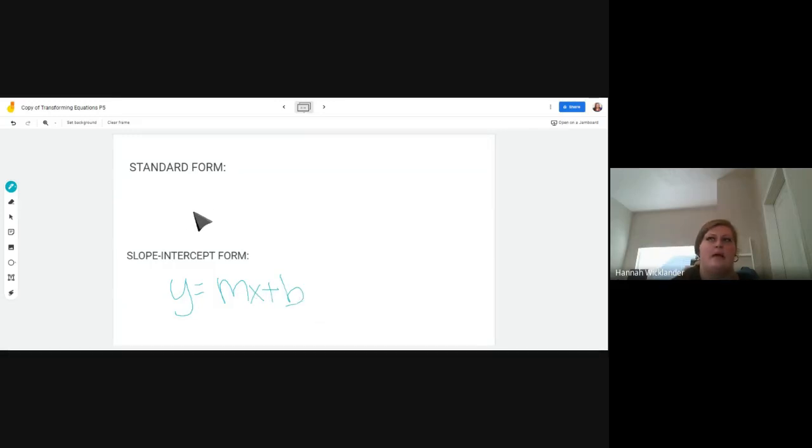Standard form, I don't think you guys have been introduced to enough, so I'm going to write it for you. It's ax plus by equals c. So we have our same x and y, and then a is the number in front of the x, b is the number in front of the y, and then the c is a constant.